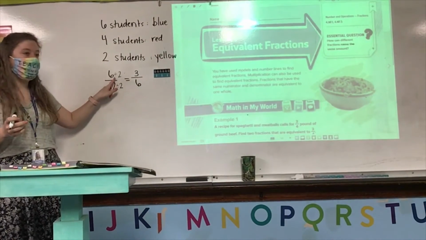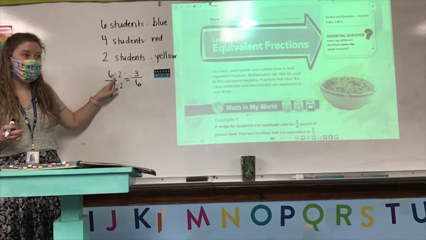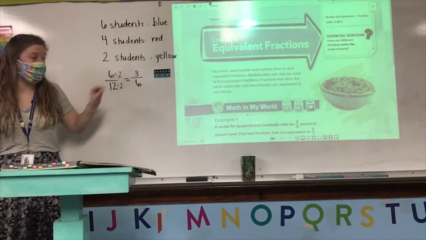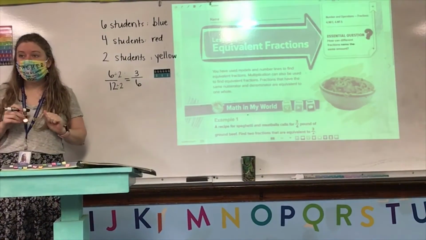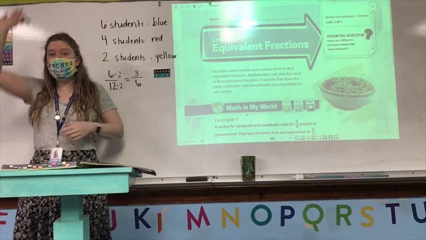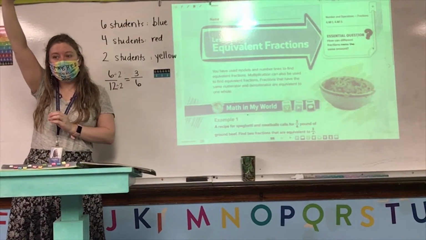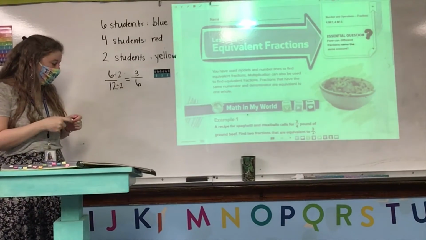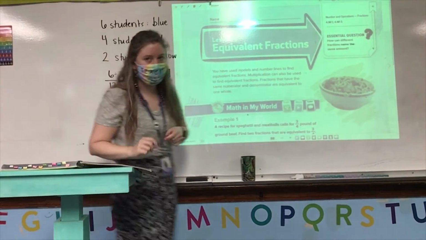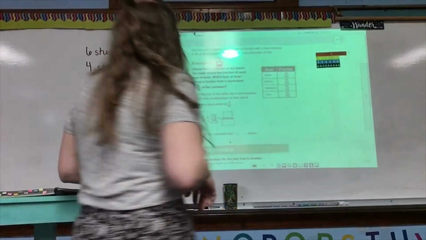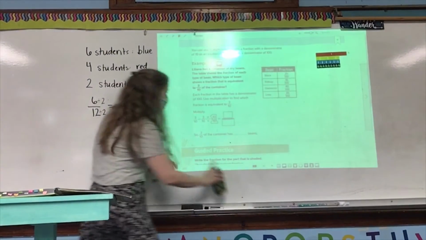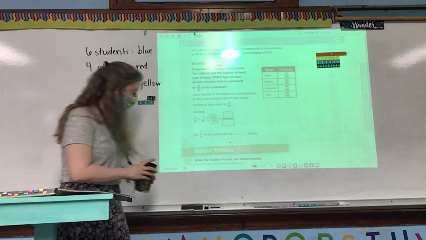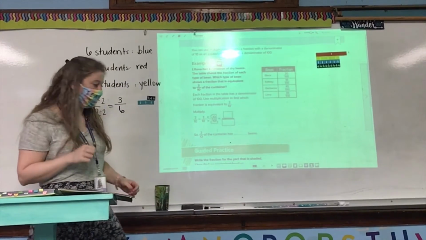We're going to be figuring out, okay, can we multiply or divide our numerator and our denominator each by something to get that other fraction? If we can, then they are what type of fractions? Lena? Equivalent fractions. Okay. So everyone, let's look at example 1. Okay. Please read the sentence at the top, Zari. Everybody follow along.